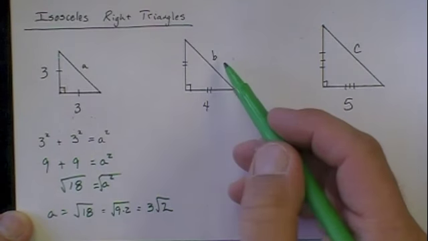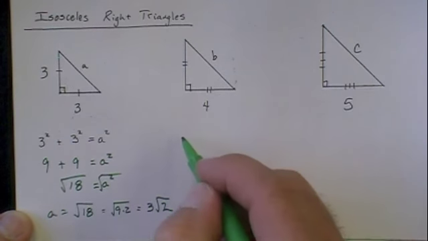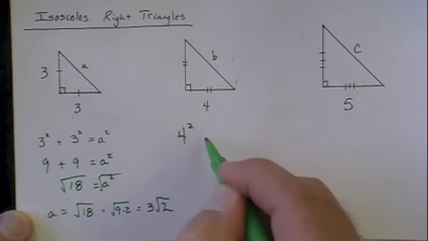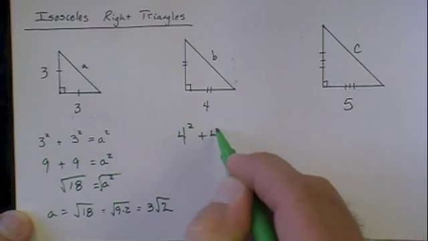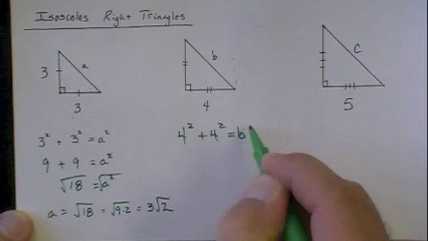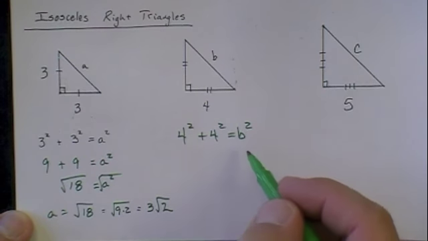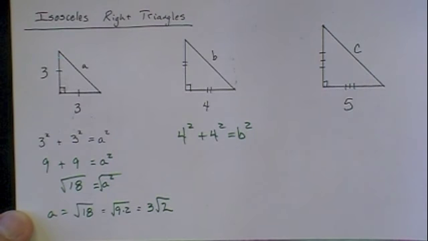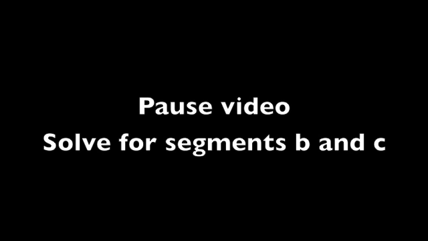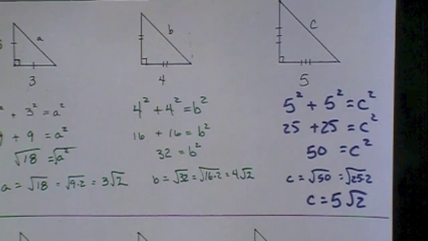Now we're going to do the same to find segments B and C. So here we have legs of 4. 4 squared plus 4 squared equals B squared. Now solve for B. So now we have found that segment B is 4 square root 2 units, and segment C is 5 square root 2 units. We seem to have a pattern.